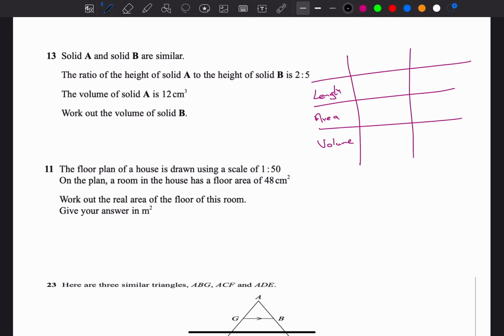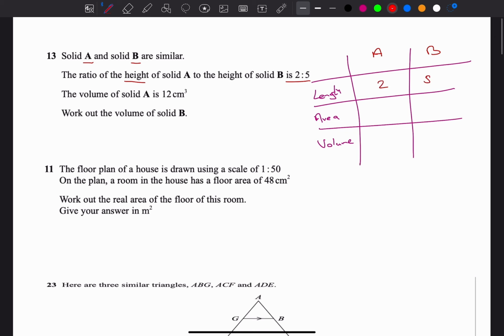You don't have to fill everything. Just fill what is needed. So they've got A and B. They said height is 2 to 5. Height is technically length. Length is more or less height, width, anything like that, isn't it?